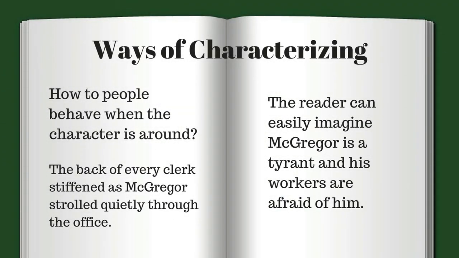We can use the behaviour of other people to denote character. How do people behave when he's there? In this sentence, the back of every clerk stiffened as McGregor strolled quietly through the office. The reader can imagine that McGregor is not a nice boss at all. His workers are afraid of him, he's quite a tyrant, and the fact that he's walking slowly and quietly through the office means that he's trying to catch someone either not working properly or not working at all.